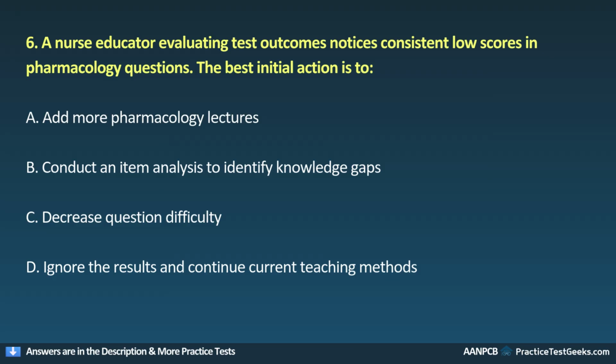6. A nurse educator evaluating test outcomes notices consistent low scores in pharmacology questions. The best initial action is to: A. Add more pharmacology lectures. B. Conduct an item analysis to identify knowledge gaps. C. Decrease question difficulty. D. Ignore the results and continue current teaching methods.